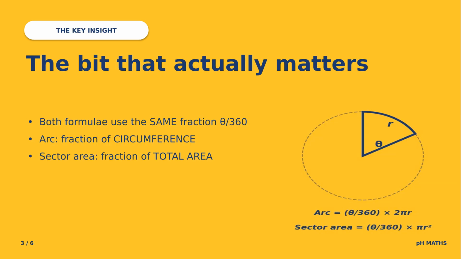Key insight: both formulae start with the same fraction, theta over 360. That fraction is what slice of the full circle your sector takes up. Once you've got the fraction, multiply by the circumference for the arc length or by the area for the sector area. Same fraction, two uses.